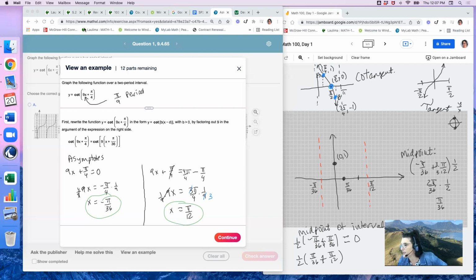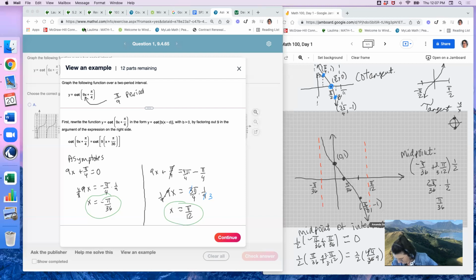So pi over 36 plus pi over 12, just get a common denominator. So I would have 4 pi over 36, and when I simplify, my 4 goes into 36 9 times, so that would be pi over 9 times a half, so it would be pi over 18. This right here is pi over 18, and so my key point would be at x value of pi over 18 and y value of -1. And now I can draw my graph of cotangent.